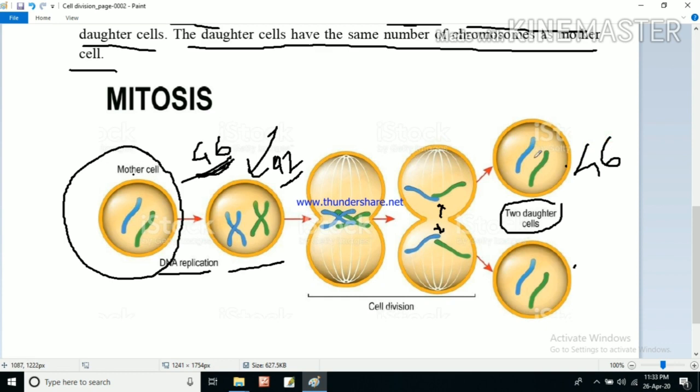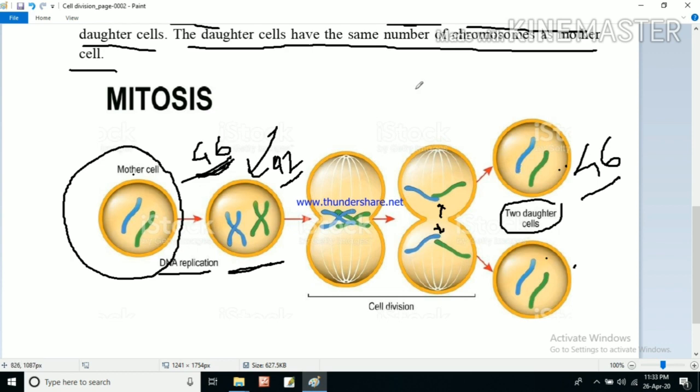If you see here, it had 46. If you consider these two lines as 46, here we also have these two lines, meaning 46 chromosomes. These are nothing but chromosomes. Chromosome number 46 was there in the mother cell. In the interphase stage, that chromosome number became double, that is 92, and after the division, that 92 split and each daughter cell got 46 and 46.